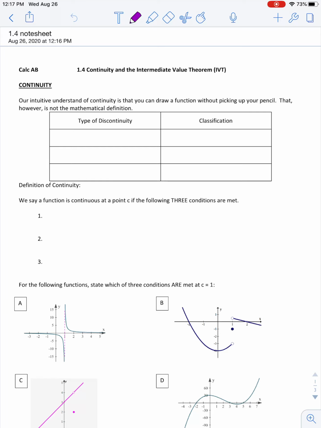So, looking at the top here, we are moving into the next section, 1.4, which is a study of the topic of continuity, as you can see at the top. And then also, we're going to get one of our first big theorems here, which we're going to refer to as IVT, the intermediate value theorem.